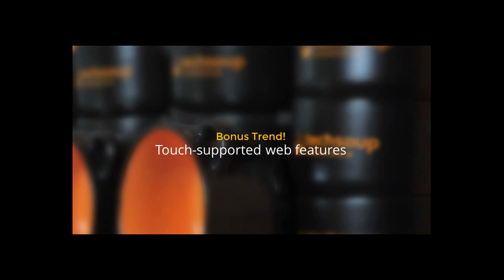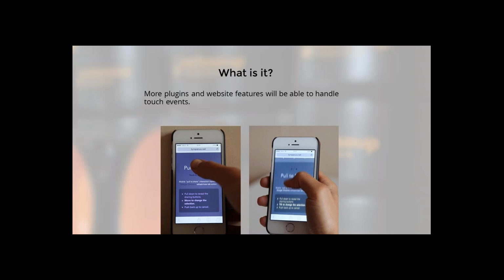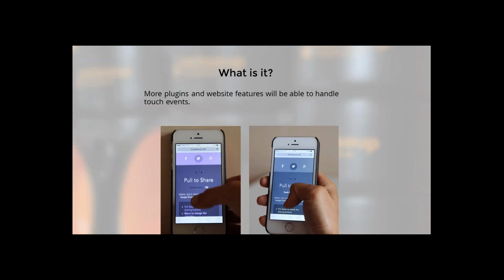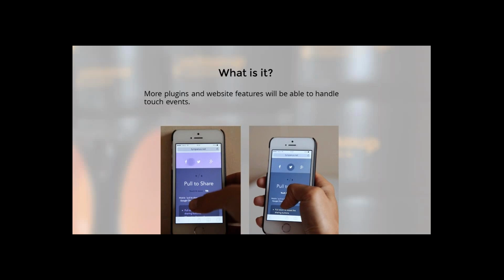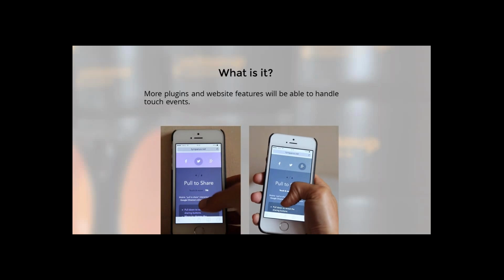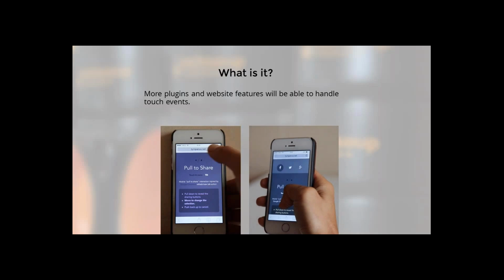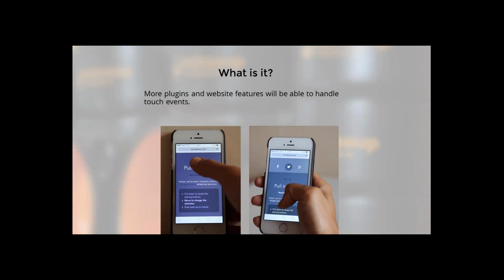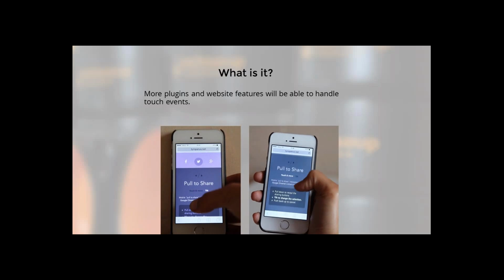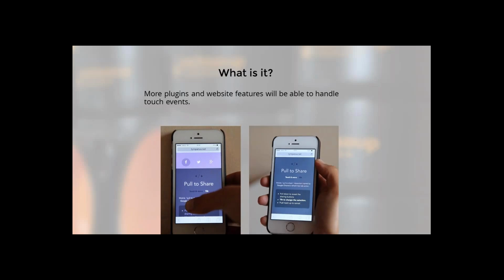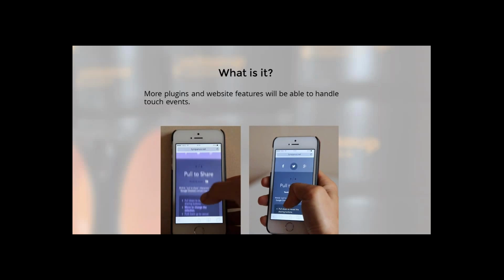So touch-supported web features are really just touchscreen gestures that trigger an event. In this instance, the gesture is pulling down on your screen and then tilting the screen to select an option. And the event that it's triggering is sharing an article. The key benefit is it provides an interactive way for users to navigate your mobile site that doesn't involve clicking. Again, it's great for mobile, and because so many users are on mobile, it reflects positively on your organization.